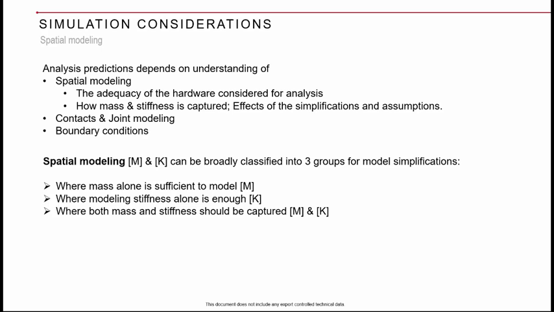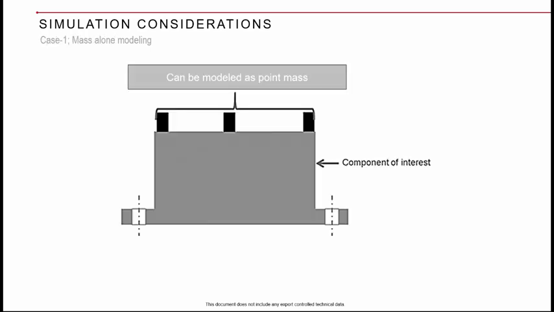mass alone is sufficient to model. In the first case, given a body, you model it as mass alone, like a lumped mass or point mass. In another case, given a body like a spring, a flexible member, you can model it as a stiffness member alone. In another case, you should capture it in detail with both mass and stiffness details. So how can you classify your CAD models or actual models into these kinds of groups? Let's see that.